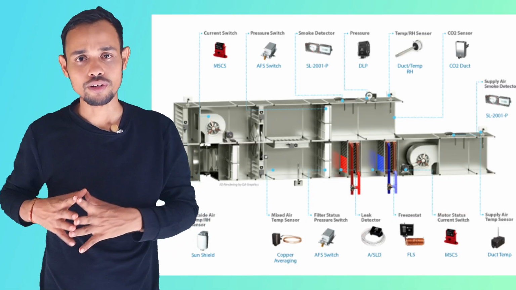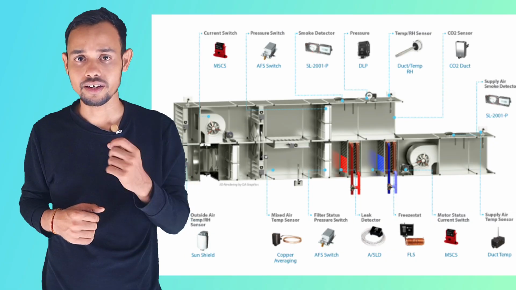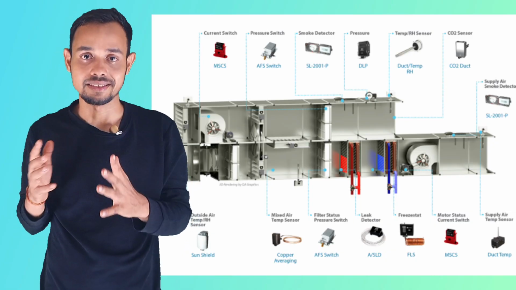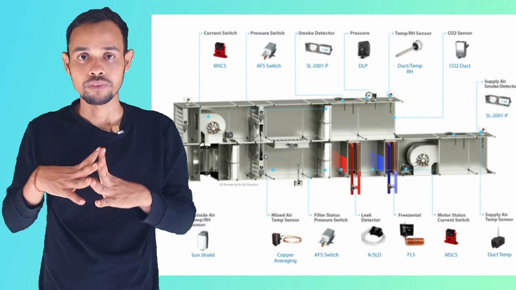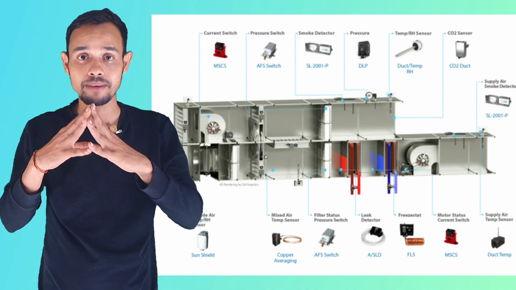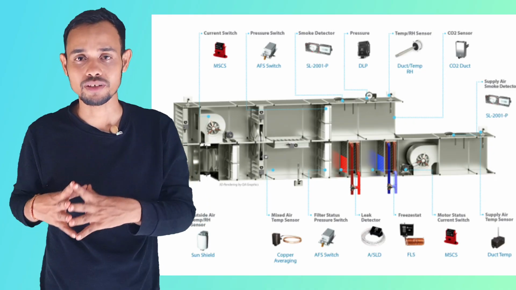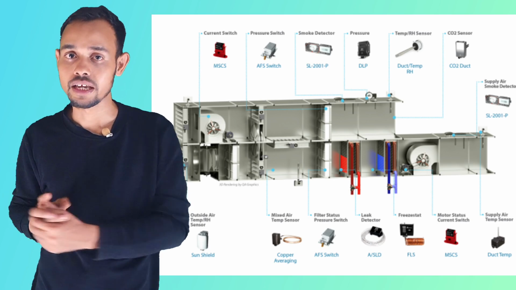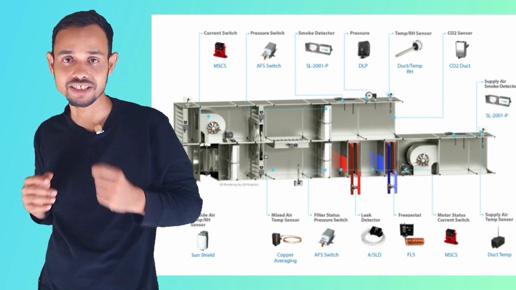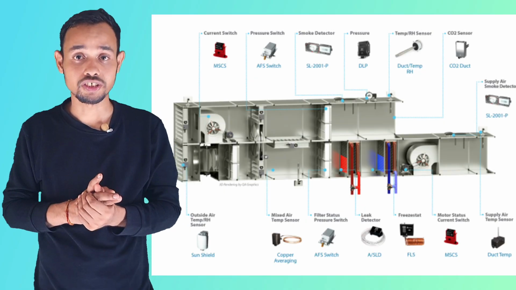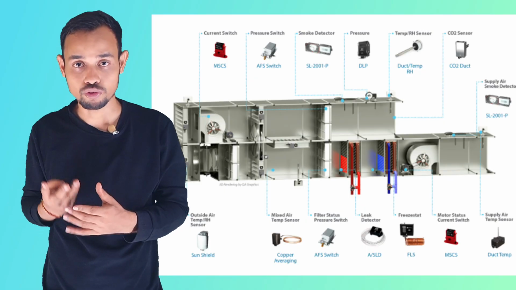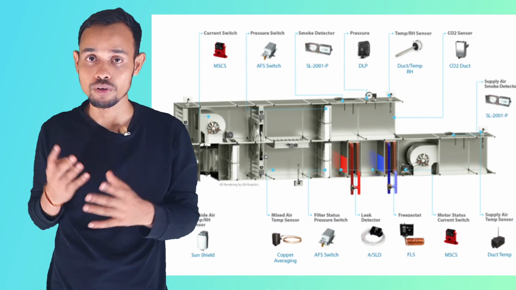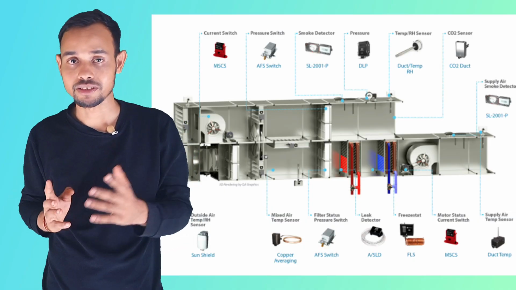Okay, let's see the sensor plus BMS integration. Yes, nowadays all sensors are connected to the building management system, which means the BMS system. Okay, let's see what the BMS system is. The BMS system analyzes data. It uses the analyzed data to automatically adjust fan speed, damper position, and cooling and heating mode. Okay, it also gives fault detection and alarms.